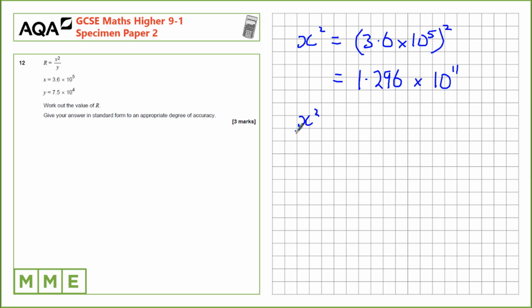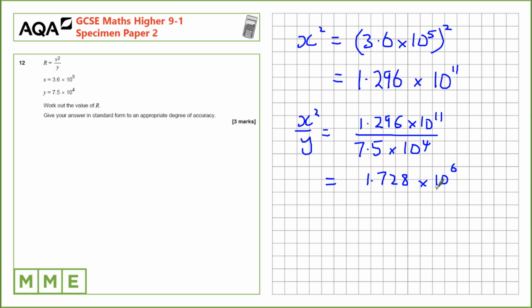Next, we need x squared over y. Let's take this 1.296 times 10 to the 11 and divide it by the value of y. That's 7.5 times 10 to the 4, which gives us an answer of 1.728 times 10 to the 6. Finally, we need to give this to an appropriate degree of accuracy. If we look here, we see y equals 7.5 times 10 to the 4. That's to 2 significant figures. We should do the same thing here. So that would be 1.7, we need to round down, times 10 to the 6, 2 significant figures.